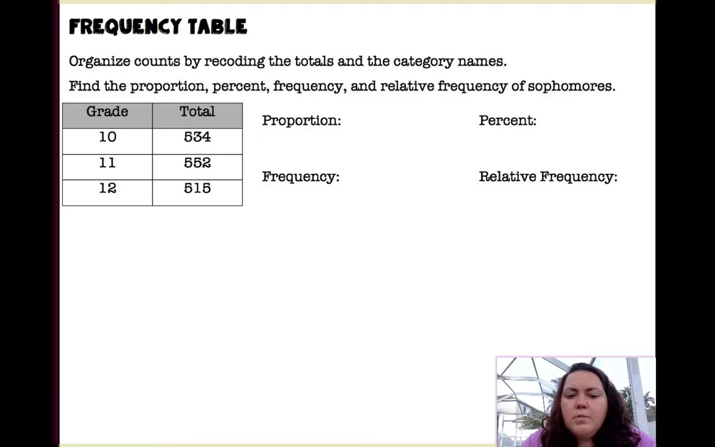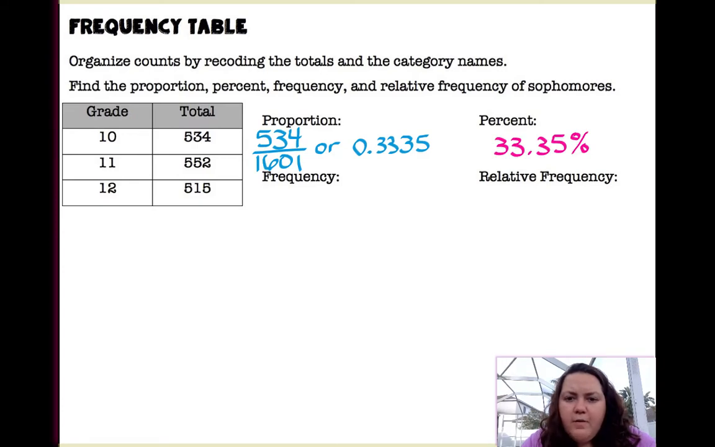So we're going to find the proportion, percent, frequency, and relative frequency of sophomores. So I have grade 10, 11, and 12, and it tells me the total. So for the proportion, I have 534 sophomores, and I need to figure out how many total students this is out of. So 534 out of, if I add up 10th, 11th, and 12th grade, I get 1,601. So there's my proportion, or I could write it as a decimal. So that'd be 0.3335. And then in percent form would be 33.35%. Remember, you just move the decimal 2 places to the right.